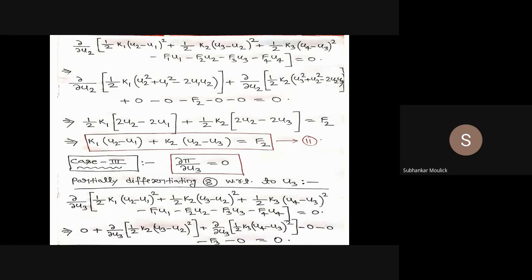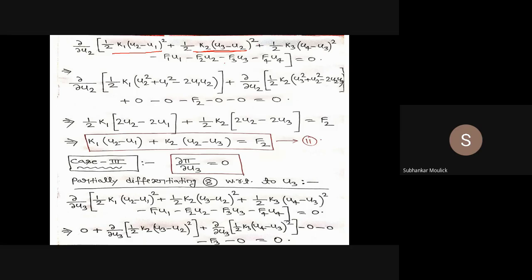So del by del u2 of, in bracket, partial differentiation is possible for this term. So half k1 (a minus b) whole square, that is a square plus b square minus 2ab, plus del by del u2 of, yes, we also have to do the partial differentiation of this term because in this term u2 is present. So plus del by del u2 of half k2 comes out of the bracket.